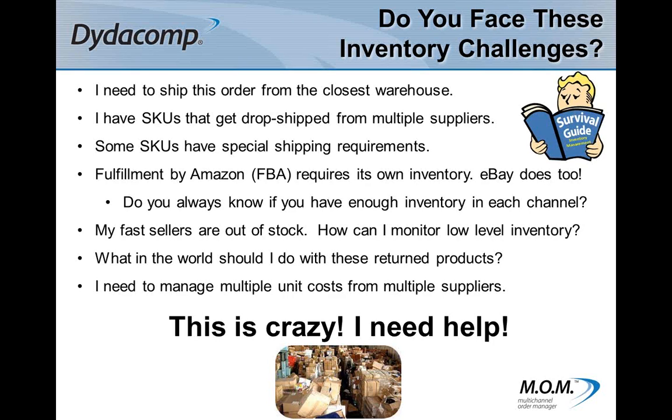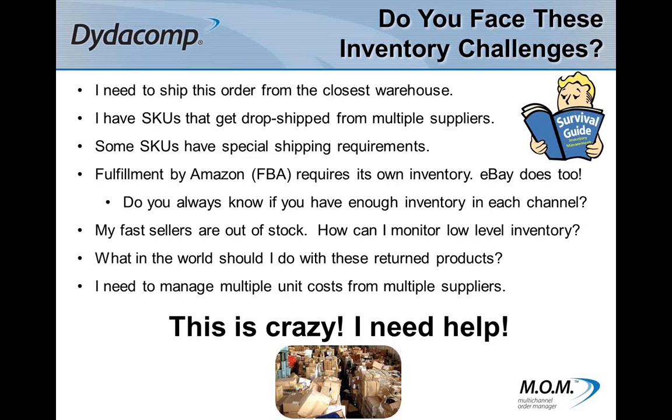I need to ship an order using the closest warehouse to the ship-to address. I have a SKU that gets drop shipped from multiple suppliers. Some SKUs have special shipping requirements. Fulfillment by Amazon and eBay, they have their own inventory, their own rules and regulations, so how do I know whether or not I have enough inventory for each of these channels, and how do I update each of those to have accurate information? My fast sellers are out of stock. How can I monitor low levels so that I don't run into too many backorder situations?